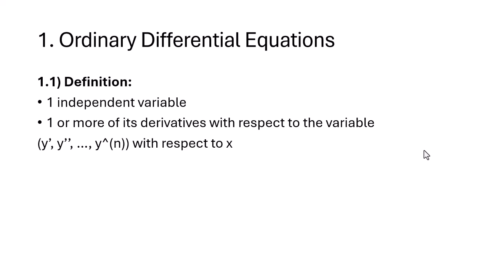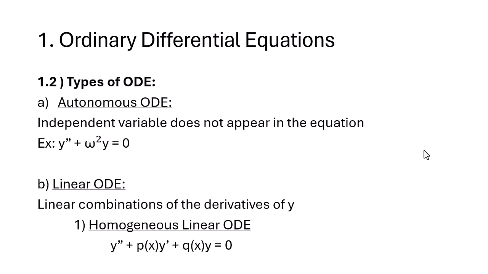An ordinary differential equation is an equation that contains only one independent variable and one or more of its derivatives with respect to the variable. For example, we have y prime, etc. with respect to x. And there are different types of ODEs.